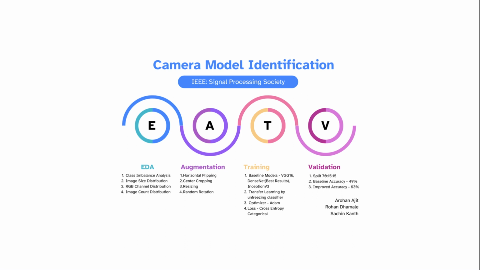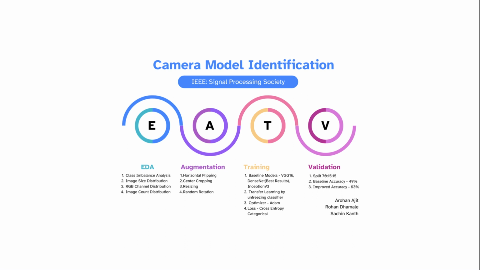Later on, we checked the image size distribution, in which we explored the pixel height and width of each image. Then we did the RGB channel distribution, in which we calculated the standard deviation and mean of images per device. The last one was image count distribution, in which we found out that we had an equal number of images for each device in the training set.